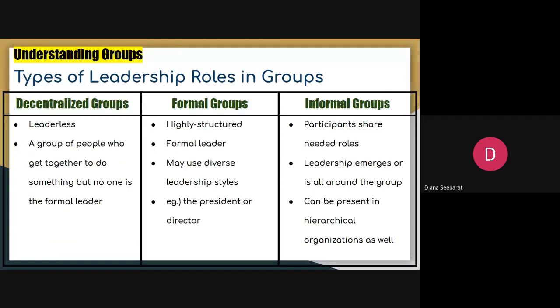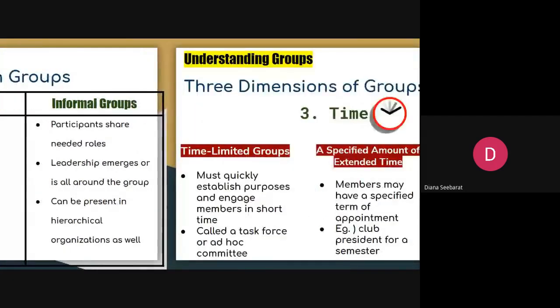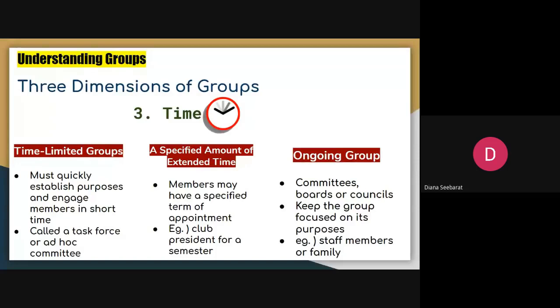The third dimension is time, and this relates to groups existing over varying lengths of time. So the first one is time limited groups. They must quickly establish purposes and engage members in short time. They meet once to discuss a specific issue or they complete a task in a specified number of meetings. And they are often called a task force or ad hoc committee.